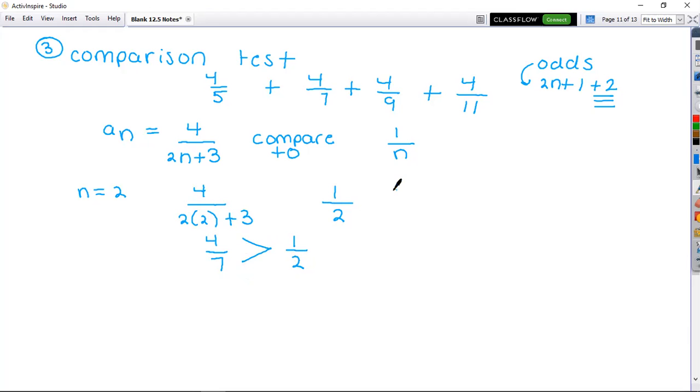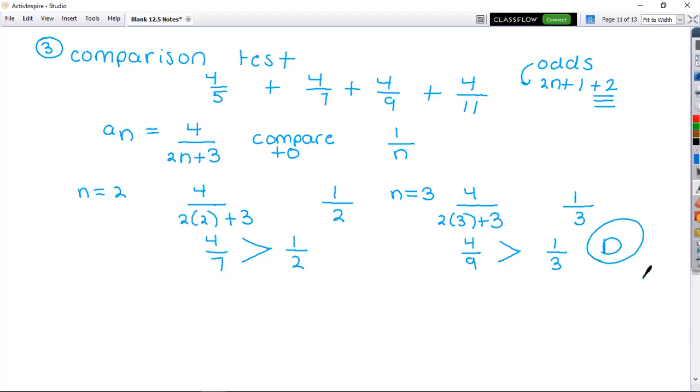So then I quickly throw in the 3. And again, this is my algebraic testing. So 4 divided by 2 times 3 plus 3 versus compared to 1/3. So I'm going to compare 4 ninths to 1/3, in which that is slightly larger. So this is going to be divergent.